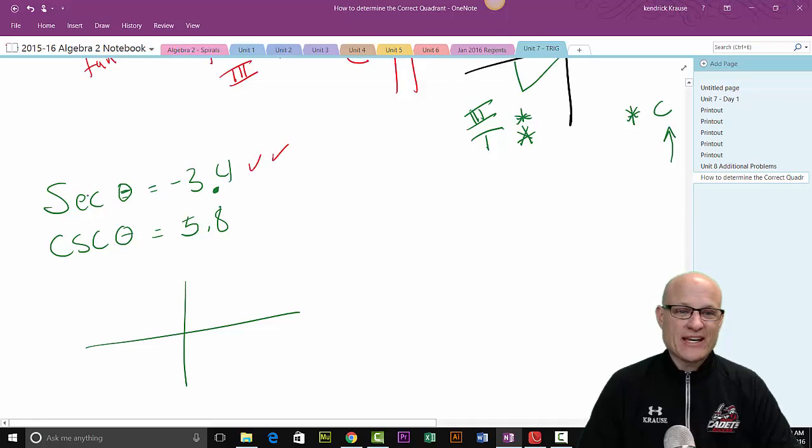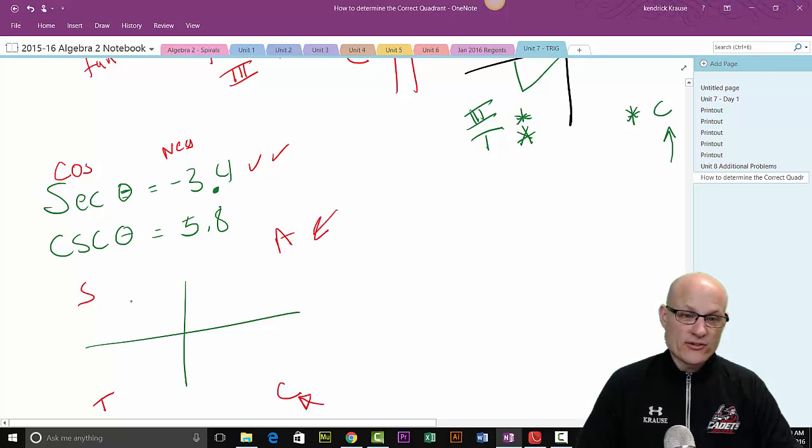So this secant really goes along with cosine. Cosine is negative. So all students take calculus. Cosine is negative. Cosine is positive here because that's why it's C. And everything's positive here. So cosine is negative here and here.